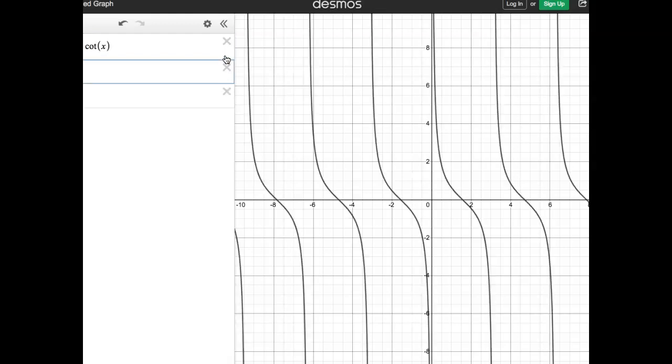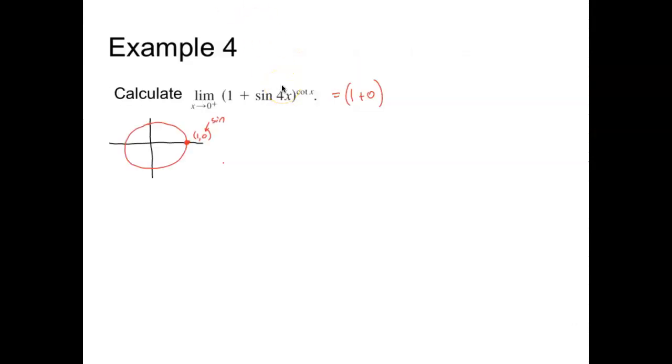All right, so there's my cotangent graph. I'm looking at what's going on as I approach 0, so that red vertical line, from the right. So we're on this branch of cotangent. You can see that my y values just get infinitely large, right? So cotangent is going to infinity. All right, so I have an indeterminate power of type 1 to the infinity.